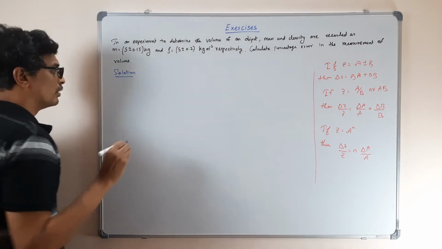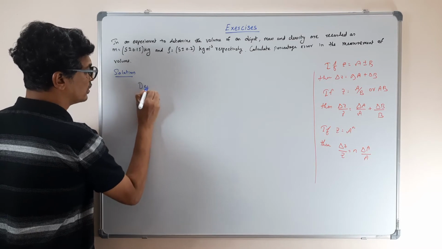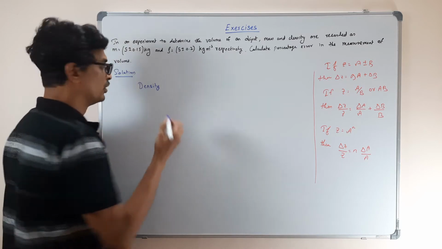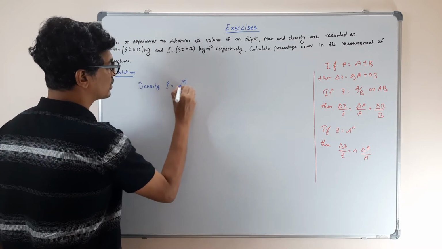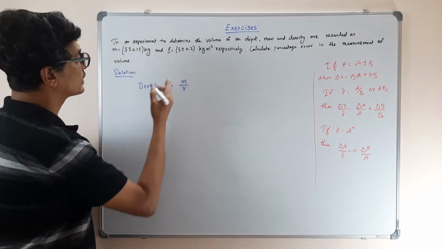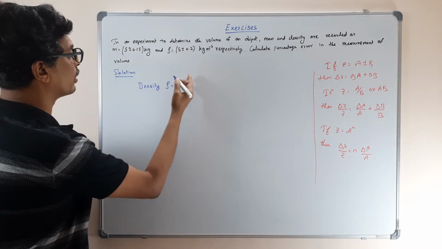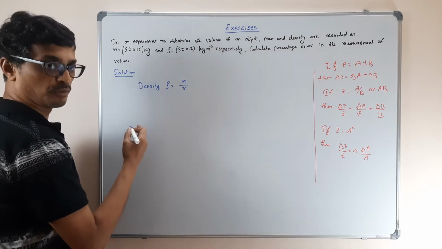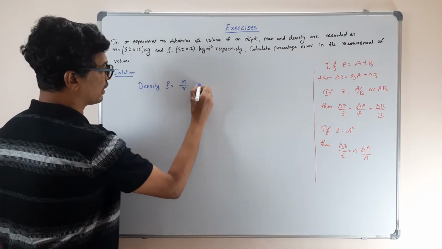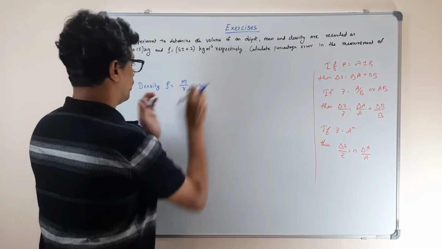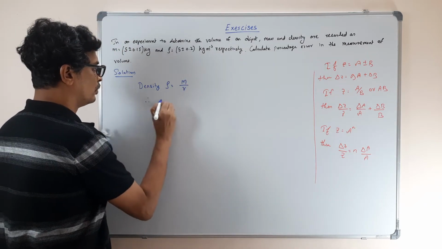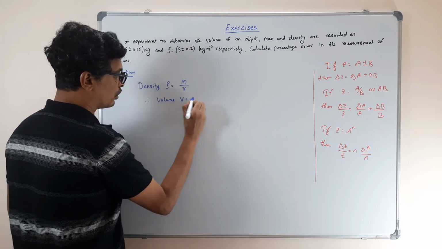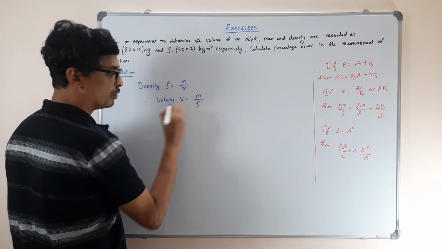You know density, right? What is the formula for density? Density is defined as mass per unit volume, so density rho equals mass by volume. They calculated rho and they calculated the mass, and they are asking for the error in the volume. So from here you can write, therefore, volume V equals m by rho.